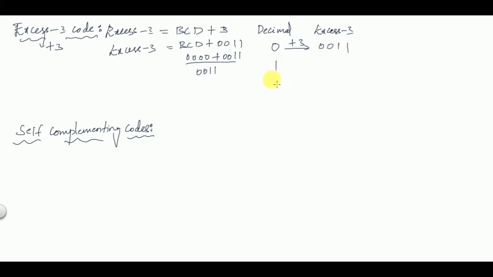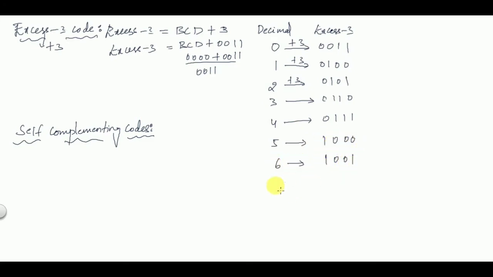Similarly, the XS3 code for decimal number 1: 1 plus 3 is 4, and 4 is represented in 4 bits as 0100. Similarly for 2 it is 0101. For 3 it is 0110. For 4 it is 0111. For 5 it is 1000. For 6 it is 1001. For 7 it is 1010. For 8 it is 1011. For 9 it is 1100.